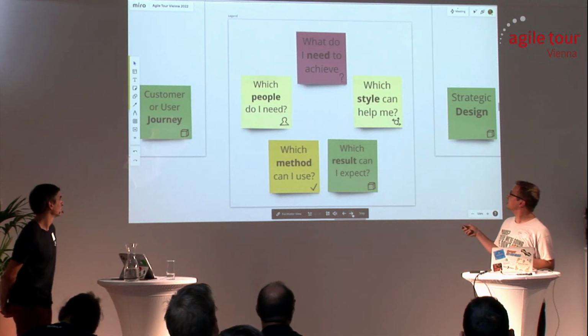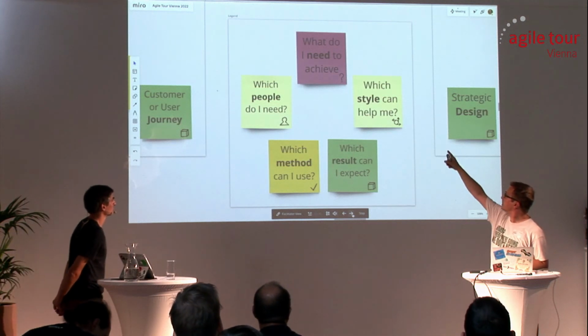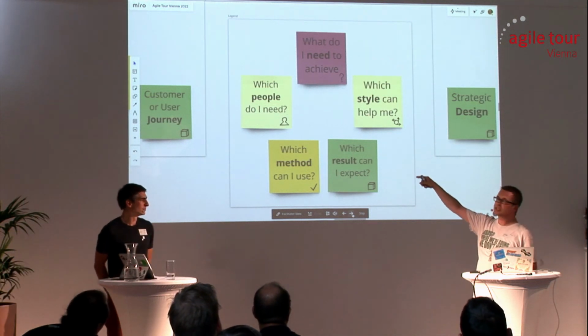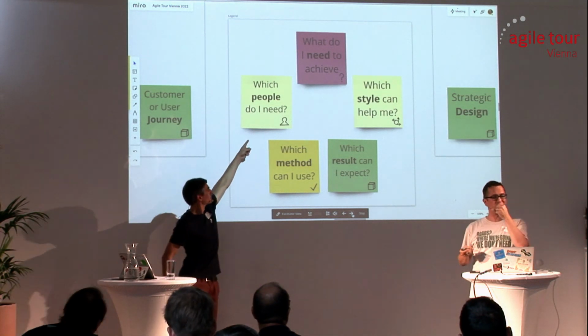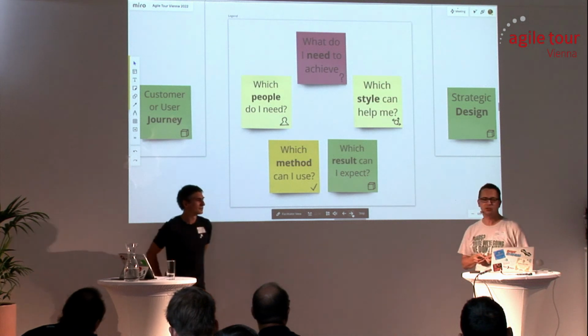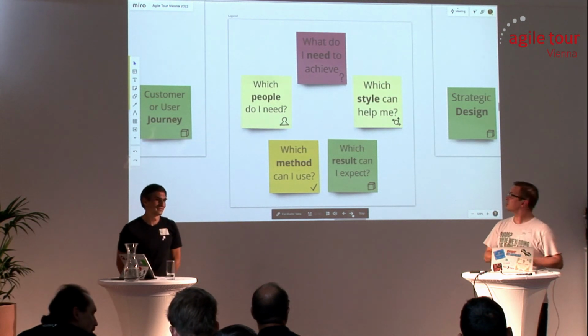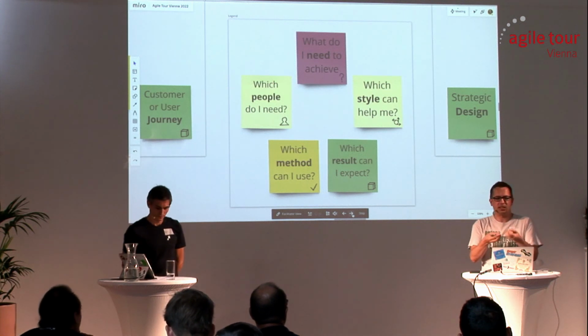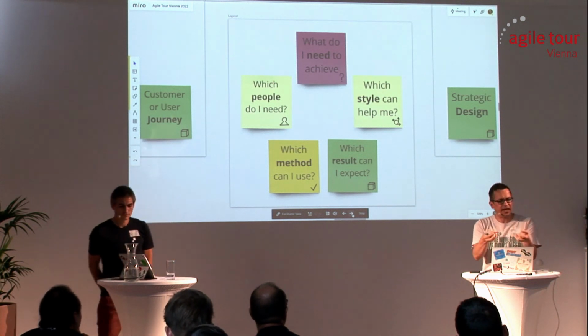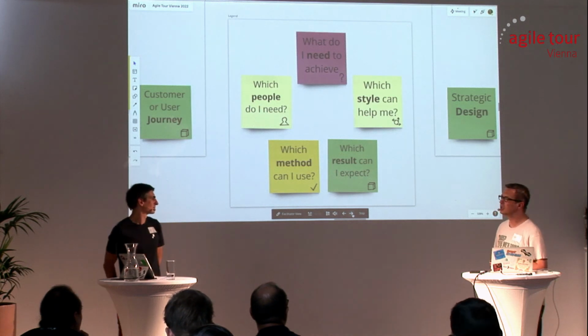So what do I need to achieve is the question here on the red sticky. And then you ask yourself, okay, which people do I need? Who has the knowledge? Whom would I like to invite, or who do I have to speak to? Then maybe also which style of interaction can help me here? What is the best way to interact with these people in this situation?